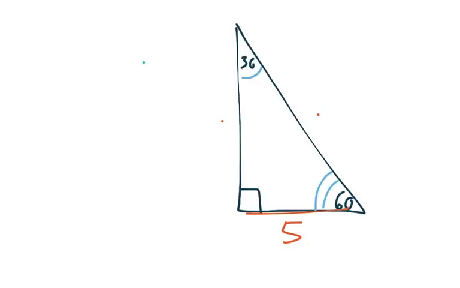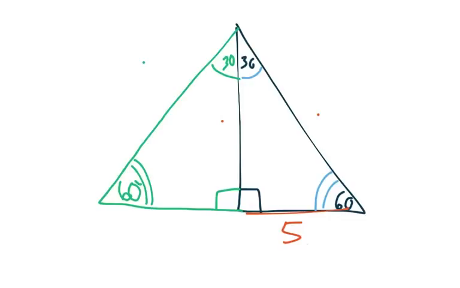Now, since we don't know much about this triangle other than one side is 5, I'm going to do something that might look a little strange to you. I'm going to double this triangle. So what I've done is I've created the same exact triangle flipped on the other side.